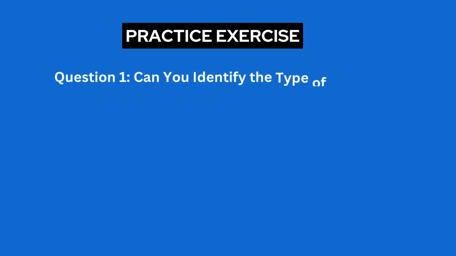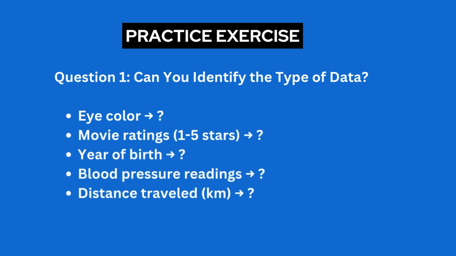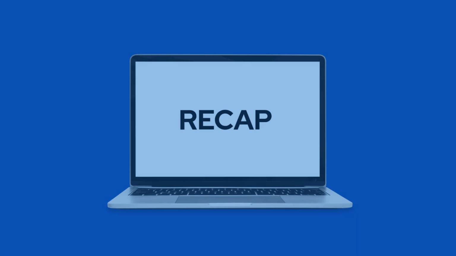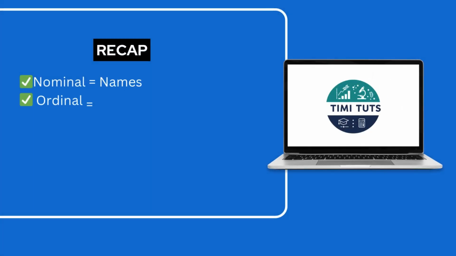Alright, time for a quick practice. Let's look at 5 examples. Can you identify what kind of data each one is? 1. Eye color. 2. Movie ratings from 1 star to 5 stars. 3. Year of birth. 4. Blood pressure readings. And 5. Distance traveled in kilometers. Pause the video if you need more time to think. We'll check the answers in the comment section after the video. Drop your guesses below.